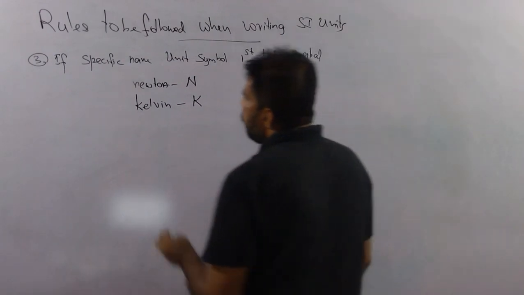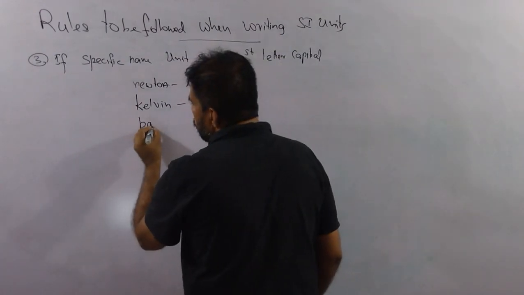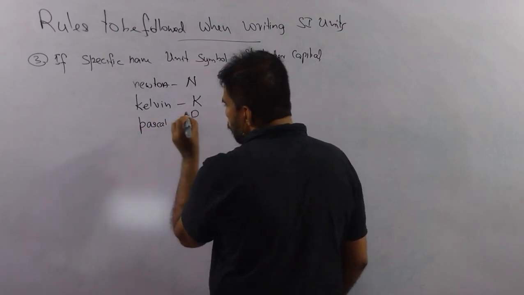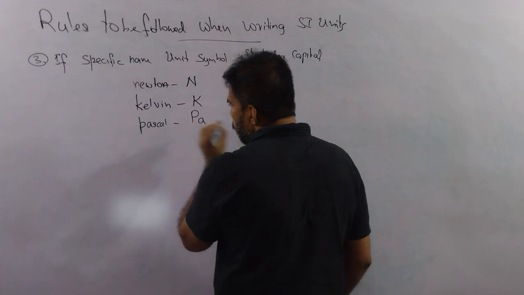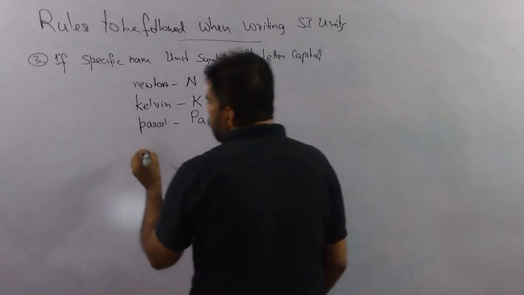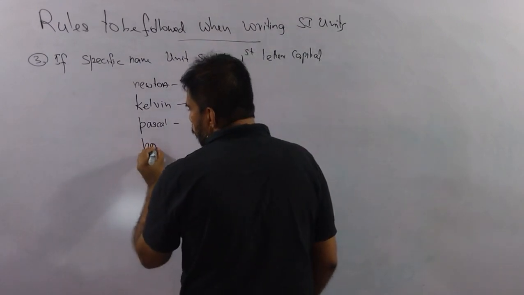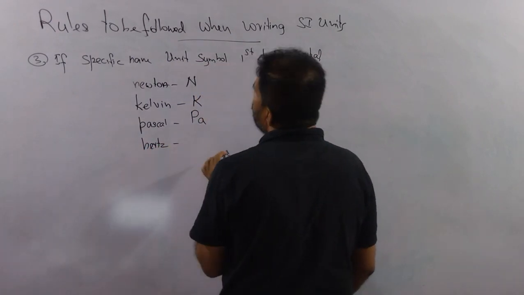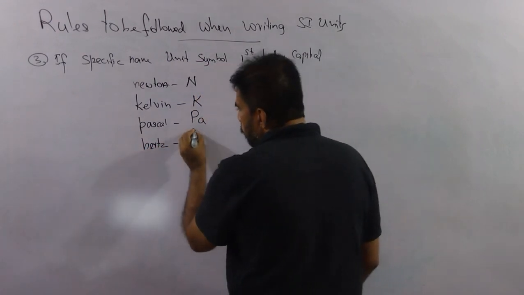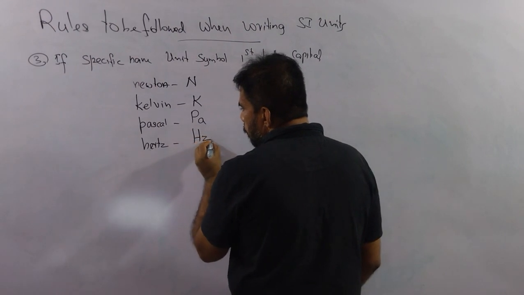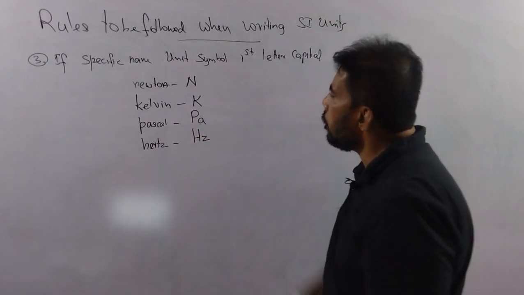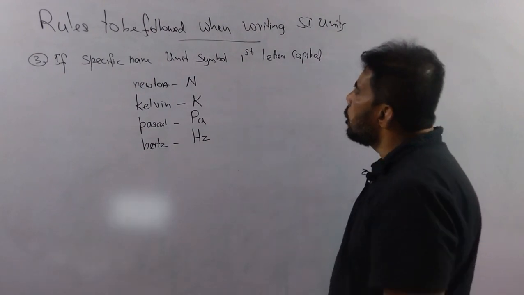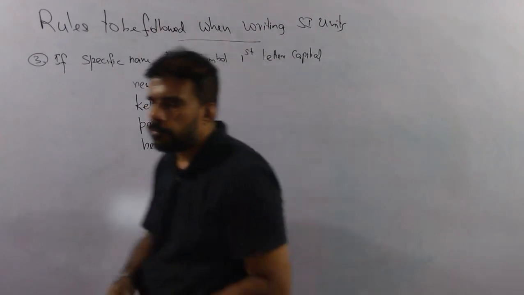Then the unit is pascal, and the symbol is capital P, simple a. And the unit name is hertz, and its symbol is capital H, simple z. See, only the first letter is capital, not the rest. The rest are simple letters.